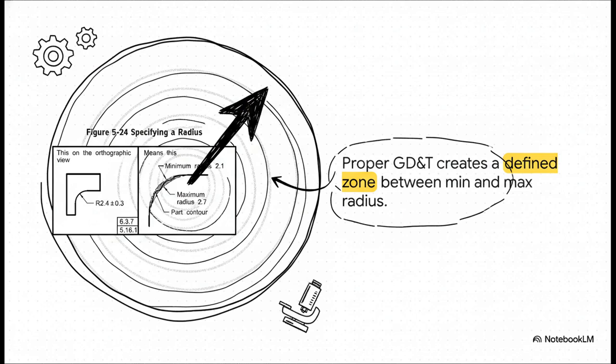When you use a proper profile control, it creates a rigorously defined tolerance zone that is bounded by a minimum radius and a maximum radius. The actual physical contour of the part has to stay safely trapped right between those two boundaries. There is literally zero room for interpretation here. The machinist knows exactly what is required, and the inspector knows exactly how to verify it. Everyone is on the exact same page.